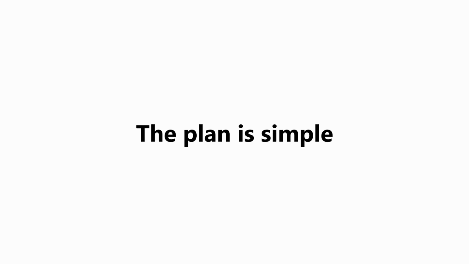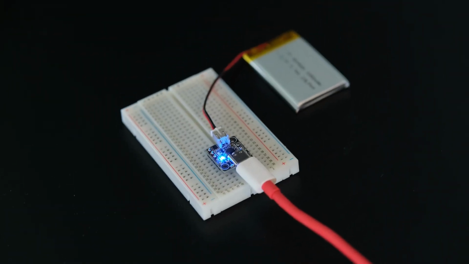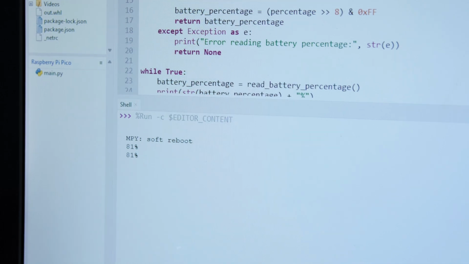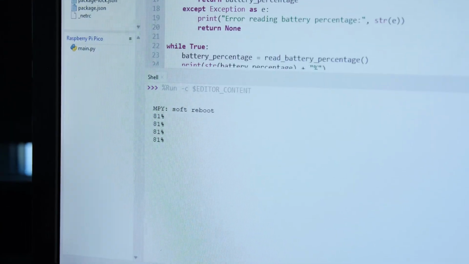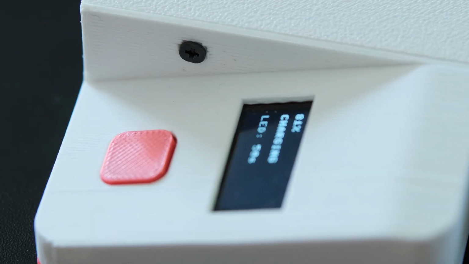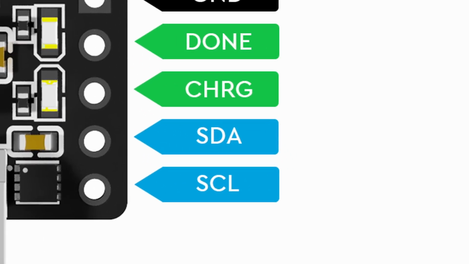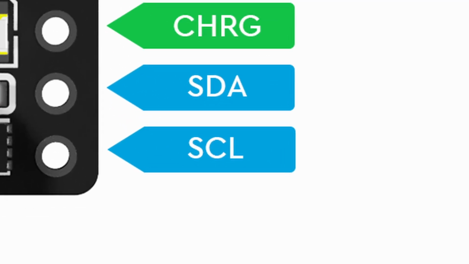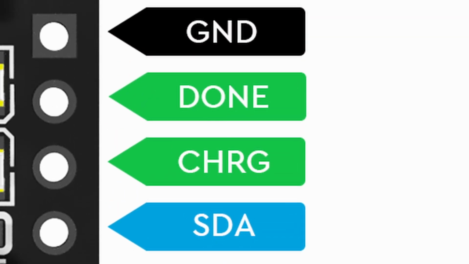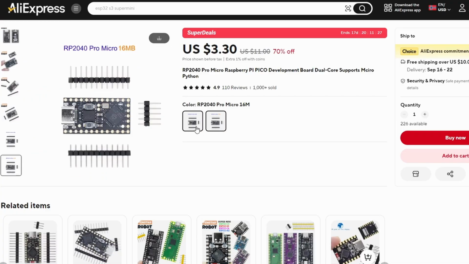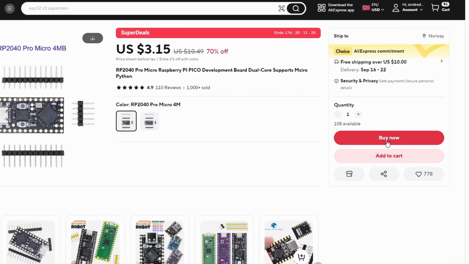The plan is simple. The powerboard light is a lithium-ion battery charger similar to the TP4056 board. Only it's also able to read battery percentage and charge status and send this to the microcontroller via four pins. Two I2C pins, SDA and SCL, and two normal high or low pins. So what we need is a microcontroller. In our case, it's going to be a cheap RP2040 board I found on AliExpress.